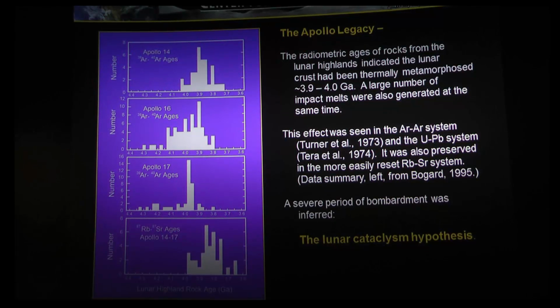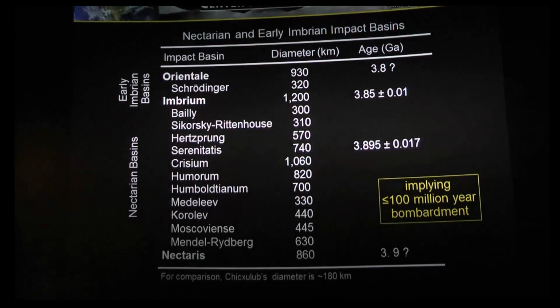It was also seen in the uranium-lead system, and from that, the hypothesis emerged that the moon was intensely bombarded at that point in time, 3.9 to 4 billion years ago, producing all of these impact rocks with all of these ages. And the term was coined the lunar cataclysm hypothesis.